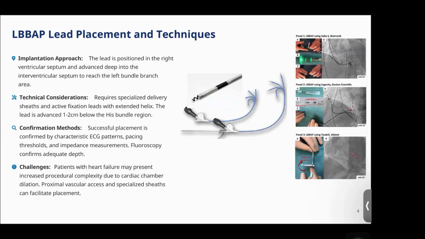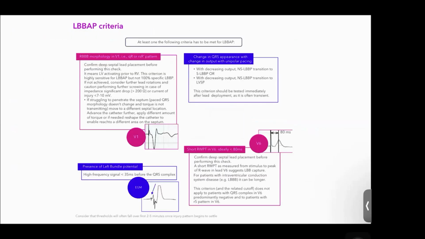Confirmation method: successful placement is confirmed by a characteristic ECG pattern, as Dr. Jun, Dr. Rusasi and Dr. Said told us, a lot of criteria for ECG. But here, for left bundle branch area pacing criteria, at least one of the following criteria has to be met. To say that we have successful left bundle branch area pacing by ECG criteria, we should have at least one of these criteria.